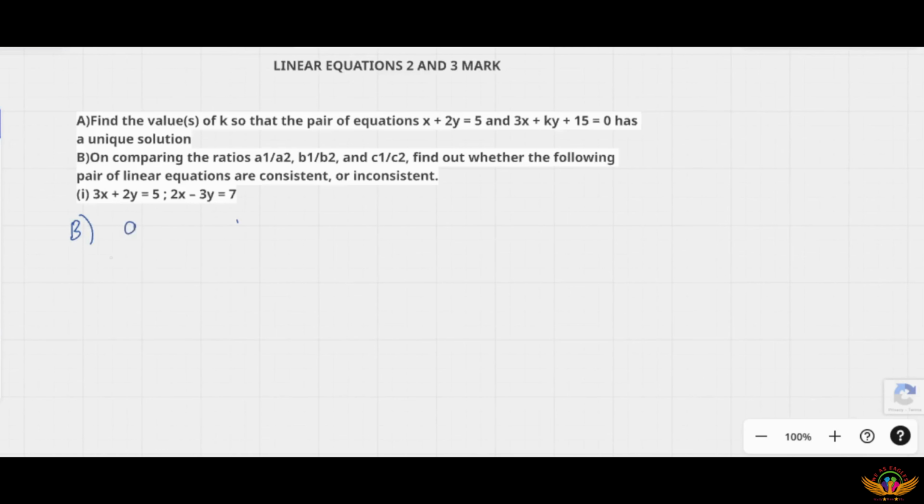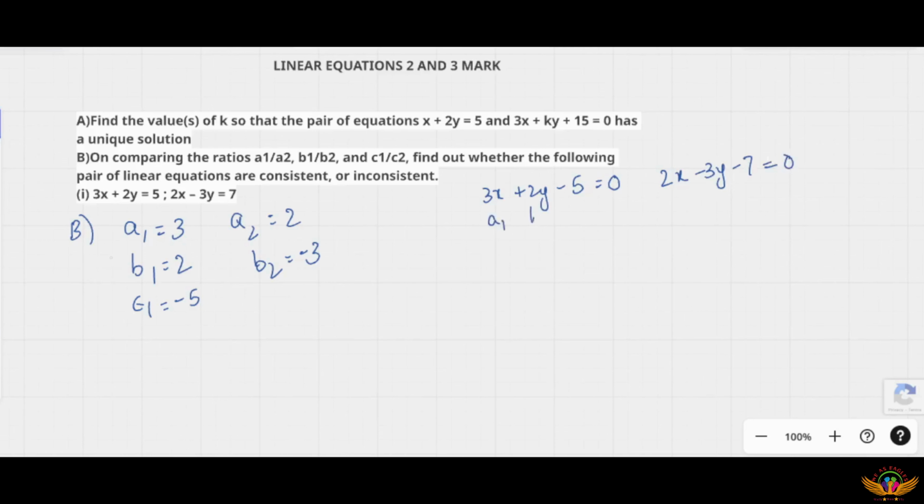As I told you, first write down the A1 value and A2 value separately. Also B1 value is equal to 2, B2 is minus 3, C1 is equal to minus 5. I am writing minus 5 because it is on the right hand side; bring it to the left hand side. I am writing the equations here to avoid confusion: 3x plus 2y minus 5 equal to 0, and 2x minus 3y minus 7 equal to 0. These are our equations. This is A1, B1, C1, A2, B2 and C2. C2 is minus 7. Now let us check A1 by A2, B1 by B2 and C1 by C2.